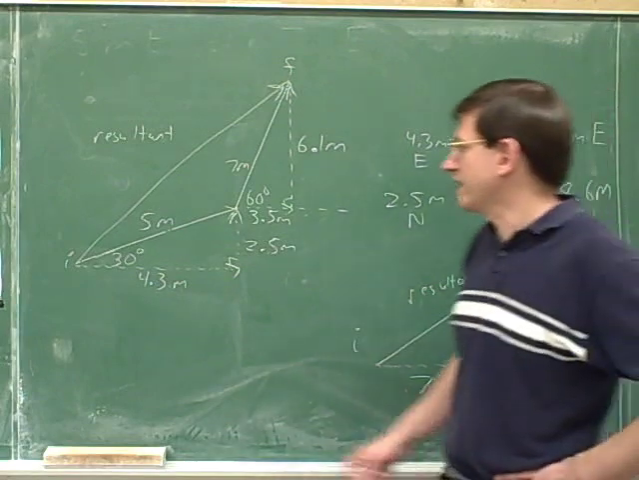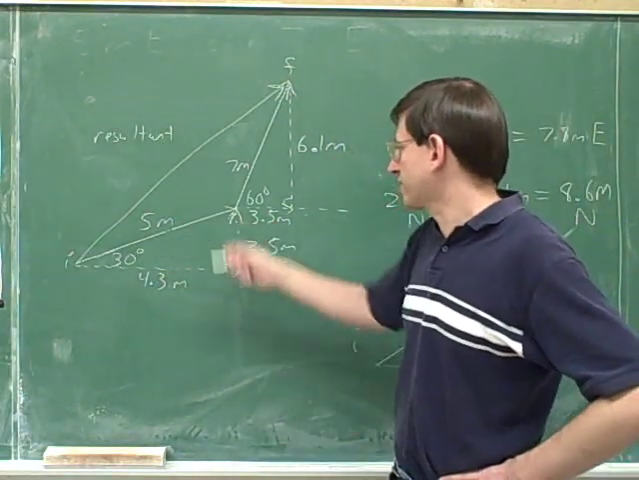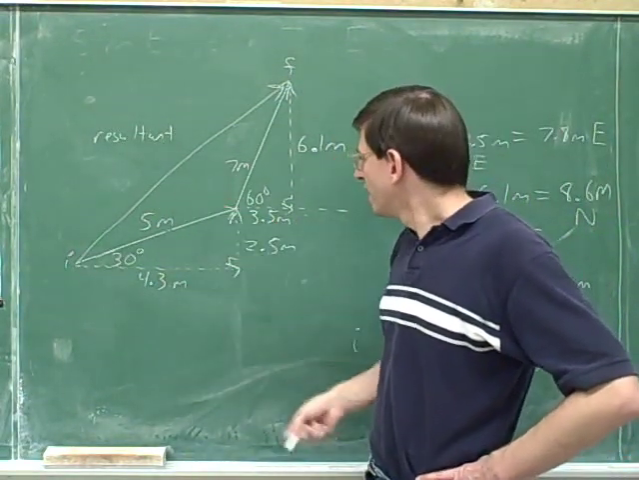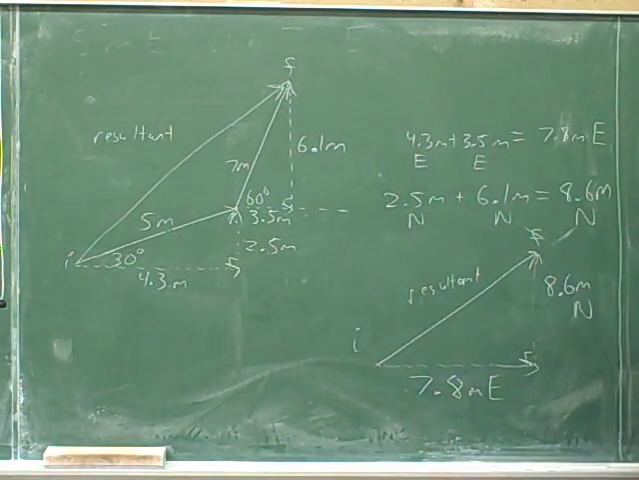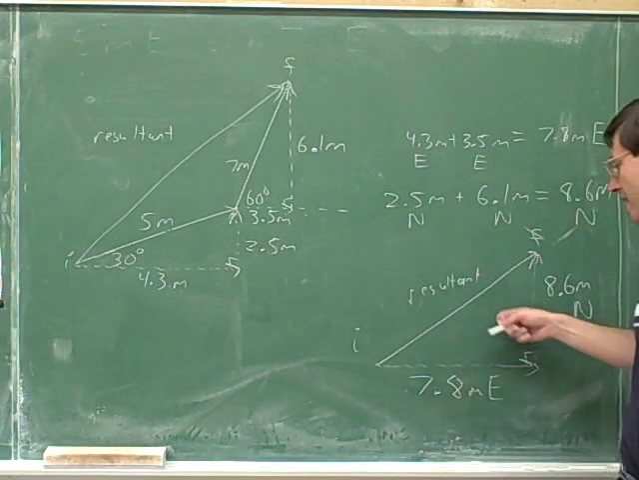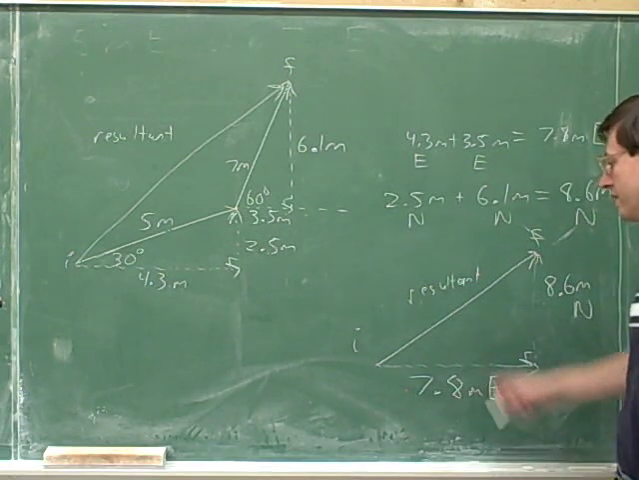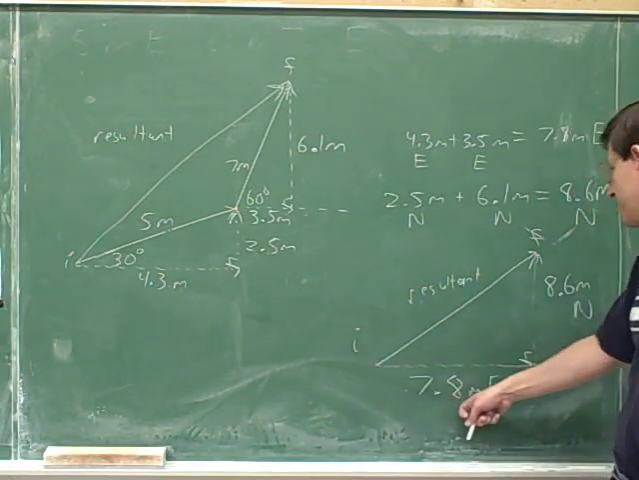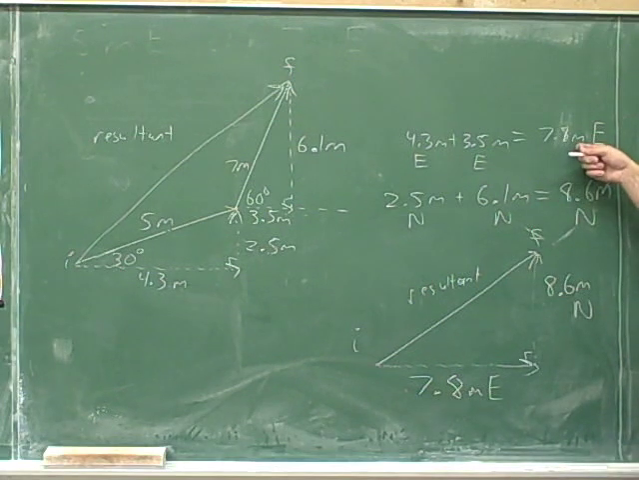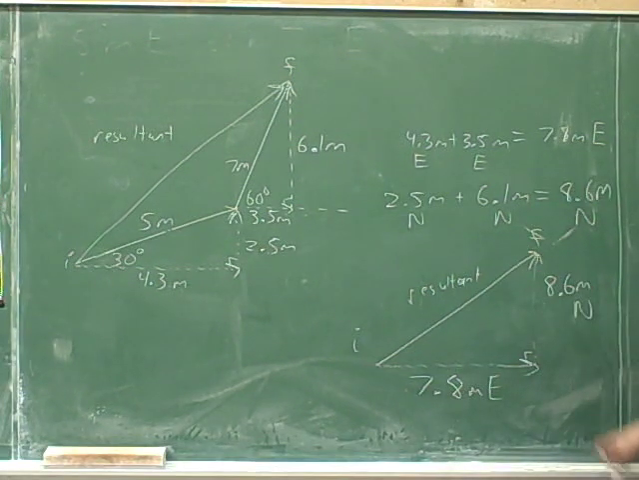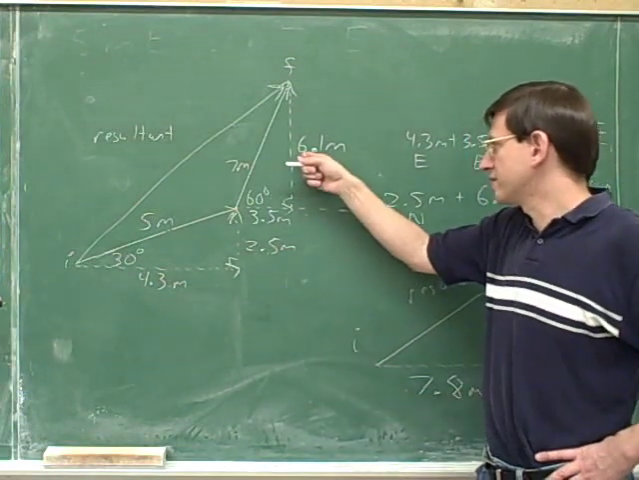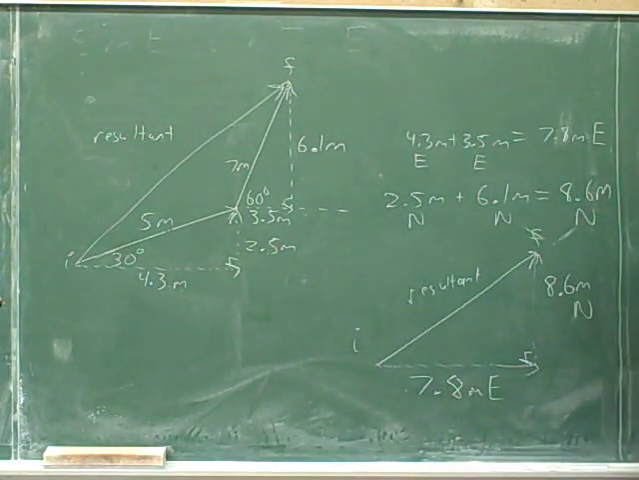Again, all I've done is take the resultant from this picture, since this picture was getting kind of clogged up and congested, and redraw the resultant over here without all the other little vectors. But we know that the resultant's overall horizontal component is 7.8 meters to the east. We figured that out here. And overall, from the initial to the final point, we went 8.6 meters north. First 2.5 meters, then 6.1 meters, that's 8.6 meters total.